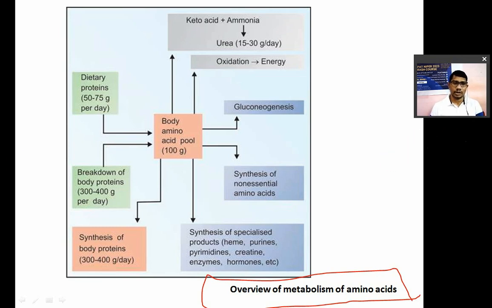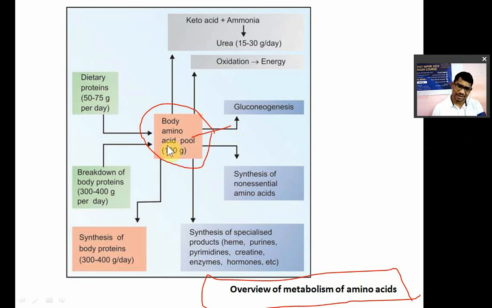Your body has a particular store of amino acids, known as the amino acid pool of your body. Free amino acids are present in the body. Around 100 gram of amino acids are present in the body. They are known as the amino acid pool of your body.